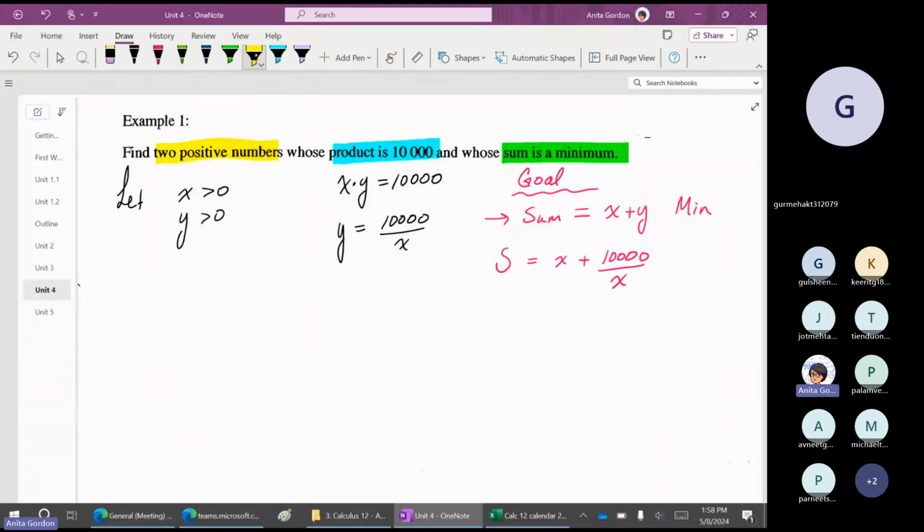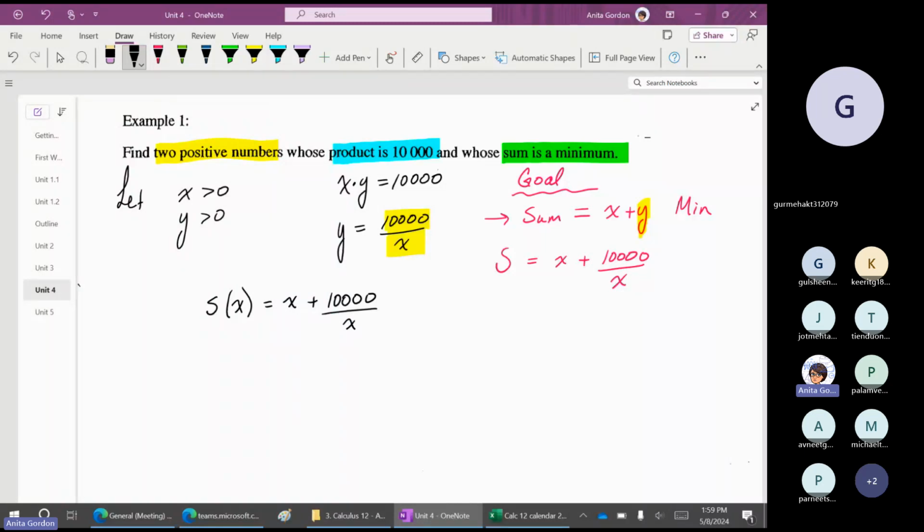Let us rewrite y in terms of x. So now we have a function s of x that is x plus 10,000 over x. I'm going to put them over a common denominator if you don't mind. Maybe not. I'm just trying to think. If I were to do the derivative, I think this way would be easier, right? Because then I don't have to do the quotient rule. Yeah, let's do it this way.